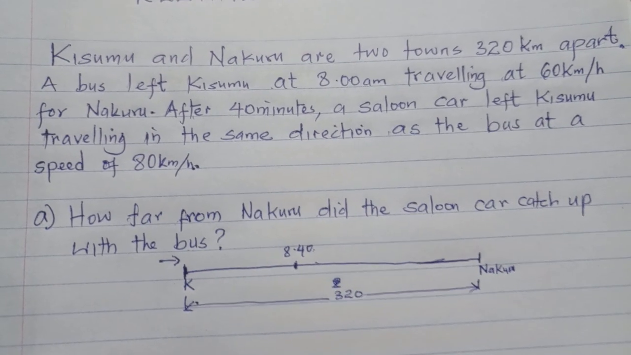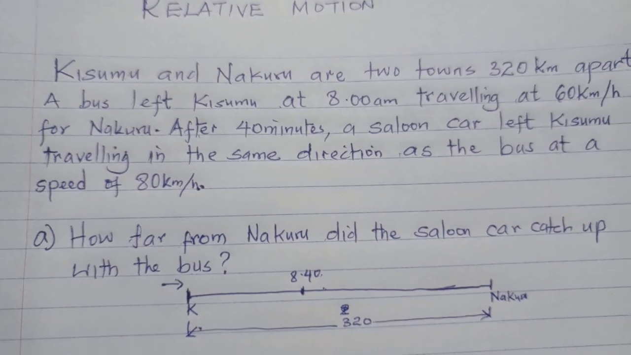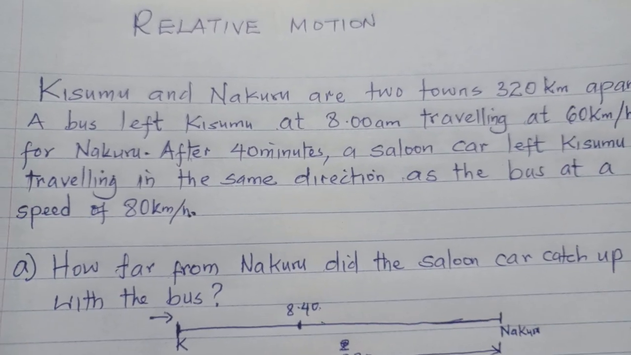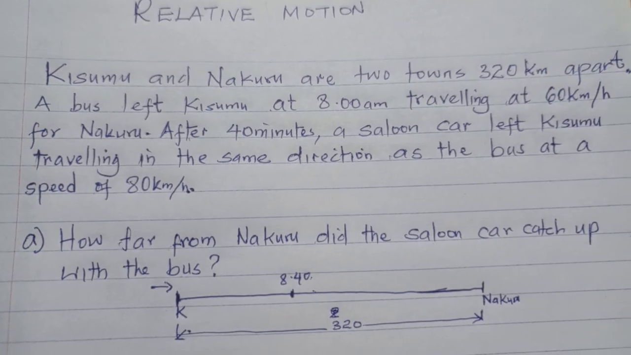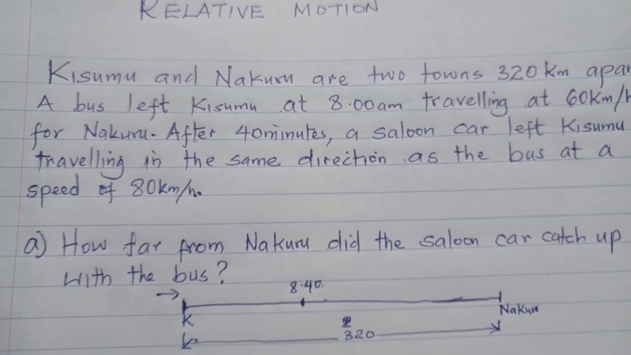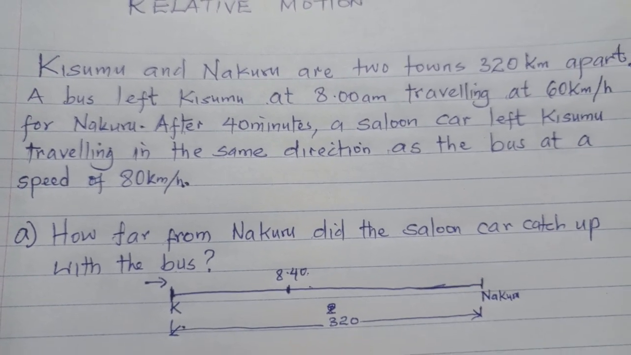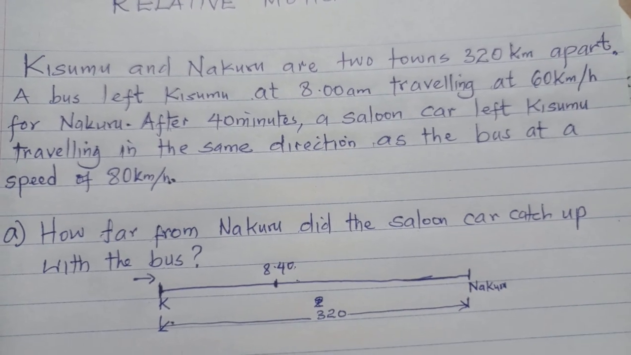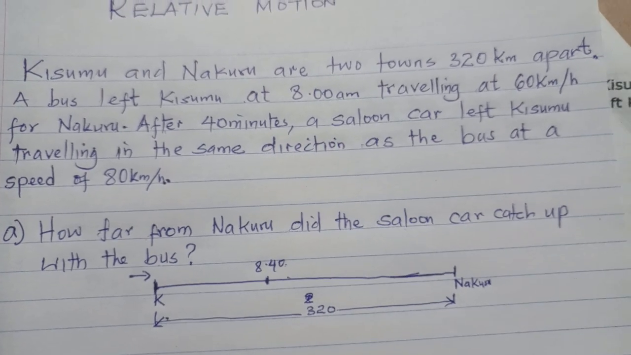In this episode, we want to continue looking at relative motion. If you have checked my other video on relative motion, in the other case, I talked about bodies moving in opposite directions. And so in this clip, we want to look at two bodies moving in the same direction. How do you handle it?